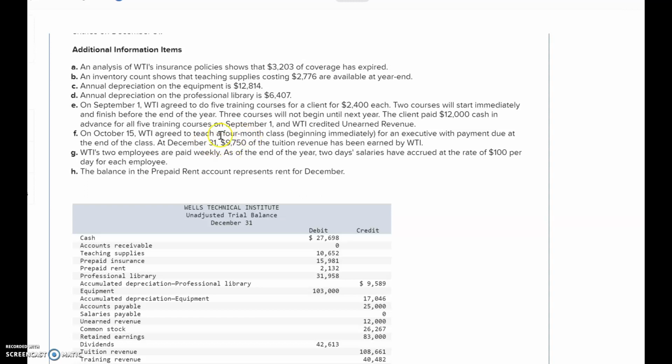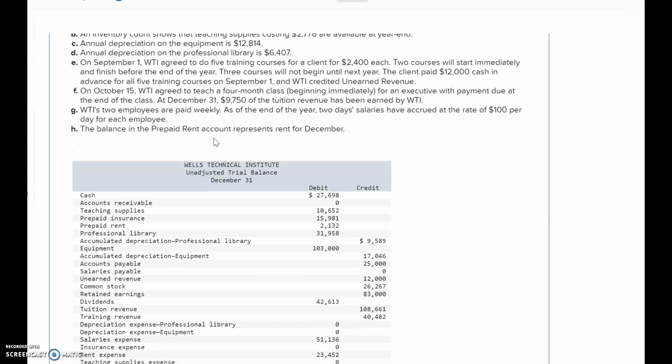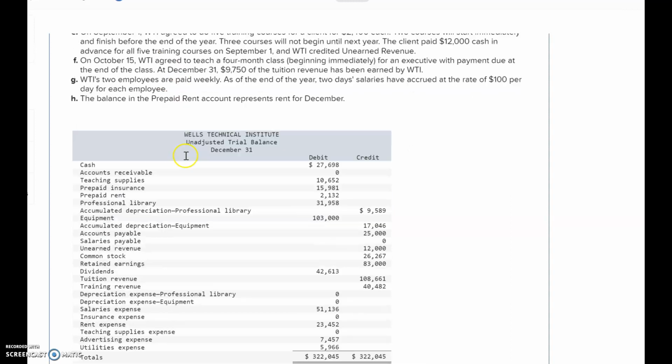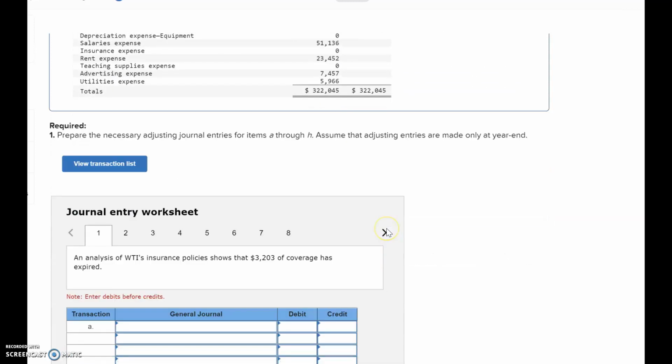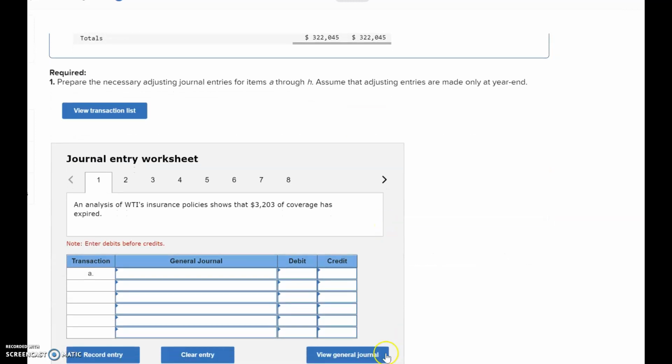So they've earned a portion of it, and they give you the amount. So we know that's how much has been earned. But this is going to be an accrued revenue, not a deferred revenue in this case, because we're not getting the cash until next year. So there's not too many entries, but make sure you think them out.